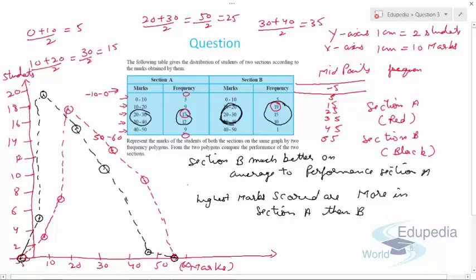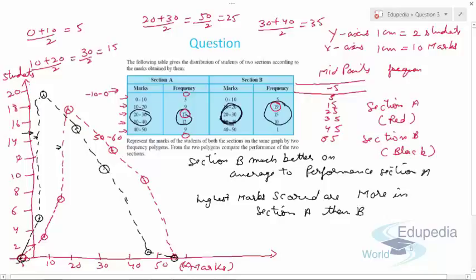So this is the data, and we can conclude the information from it. If you see the polygon for section B, it is more inclined toward the positive side, right, than section A. So this means on an average section B is performing better than section A. So this is how we can conclude from the polygon which section is better. And we can have n number of information from the polygons.